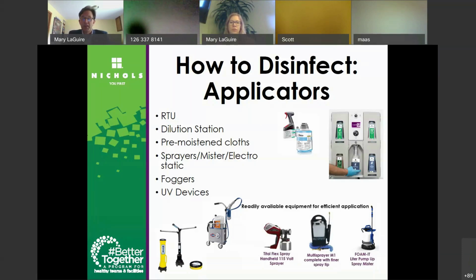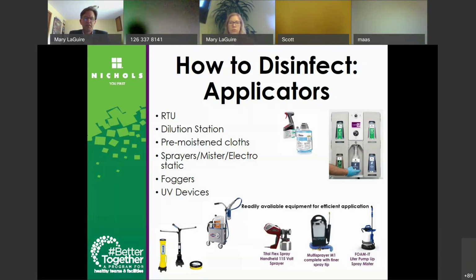If you have a need that's immediate, we have some tools that are available. Foggers are an interesting device. The CDC has kind of frowned a little bit on fogging chemicals, so just be super careful and have conversations with your Nichols rep about foggers.